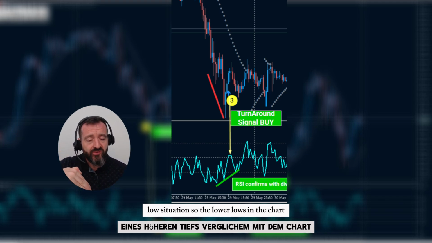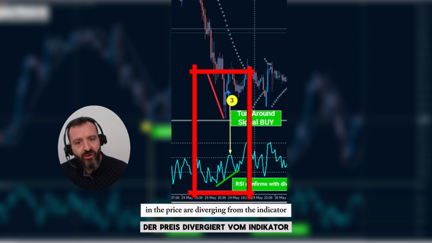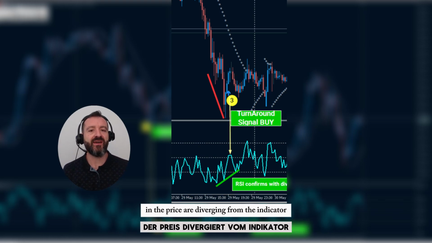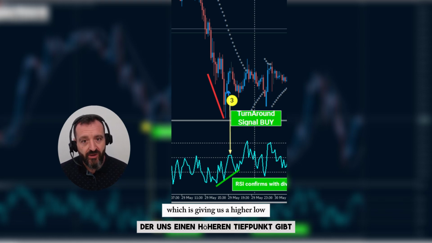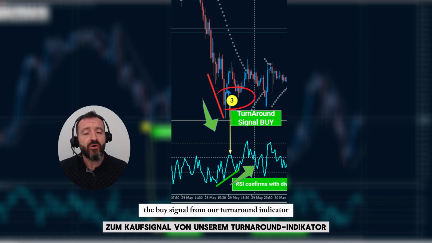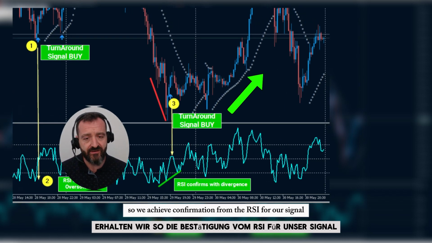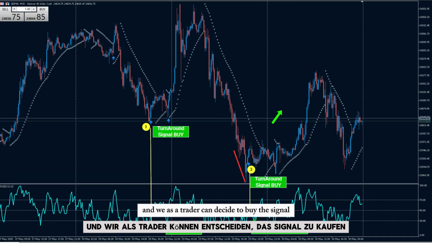So the lower lows in the chart, in the price, are diverging from the indicator, which is giving us a higher low. In combination with the long signal, the buy signal from our turnaround indicator, we achieve confirmation from the RSI for our signal. And we as a trader can decide to buy the signal.